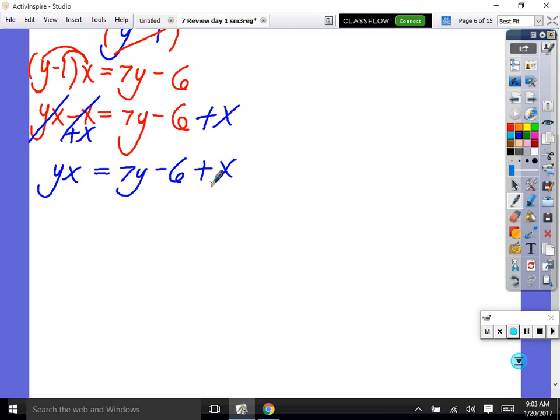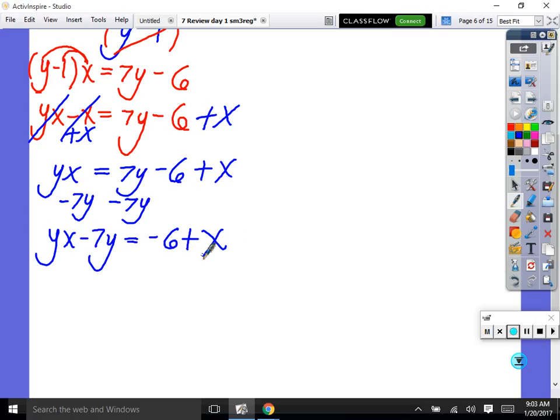Now, once again, we're trying to solve for y, so we need all of our y's on one side of the equation and anything else without a y on the other side. So we subtract 7y, subtract 7y. Rewriting it, yx minus 7y equals negative 6 plus x. Is everybody feeling okay about this? Now look what you can do.